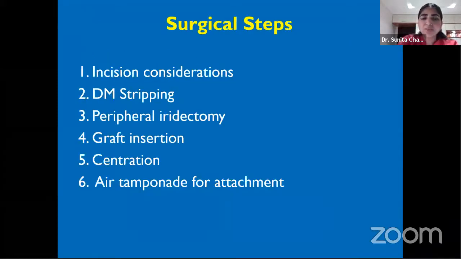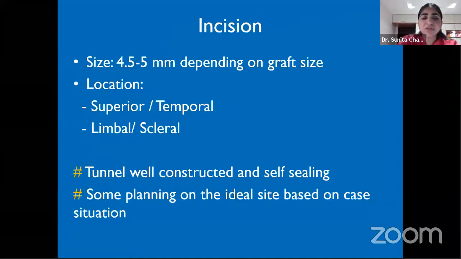Now, the surgical steps of the DSEK will involve the incision considerations, Descemet's membrane stripping, peripheral iridectomy, graft insertion, centration of the graft, and air tamponade for attachment. For the sheath glide technique, we need an incision of around 4.5 to 5 millimeters, depending upon the graft size and the donor cornea we are planning to use for the given case. The location of the incision could be superior, temporal, limbal, or scleral, based upon the indication for which we're doing the surgery.